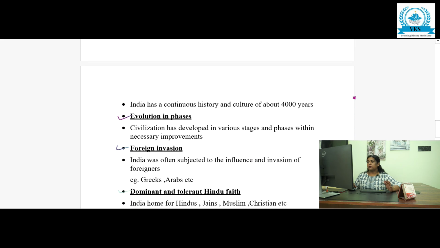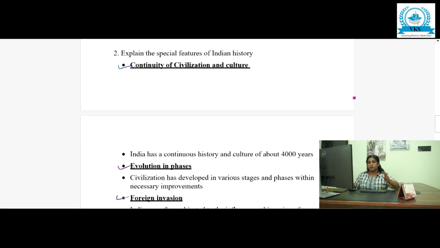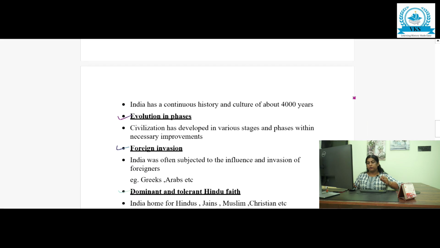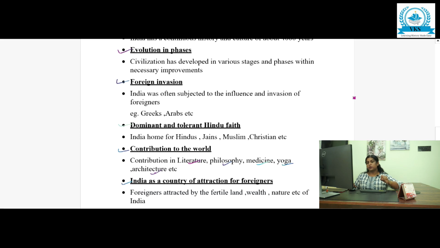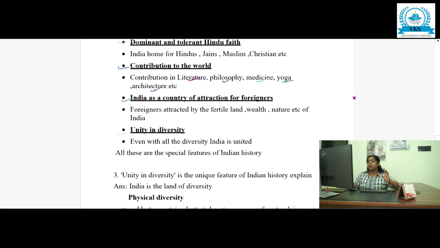So as I have told, when the question comes, special features of Indian history, first thing is all the points you should remember. First one, continuity of civilization and culture. Second, evolution in phases. Third, foreign invasion. Dominant and tolerant Hindu faith. Contribution to the world. India is a country of attraction to foreigners, and unity in diversity. So total 7 points with explanation.